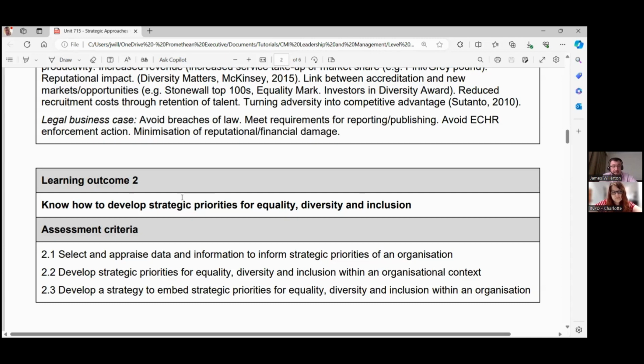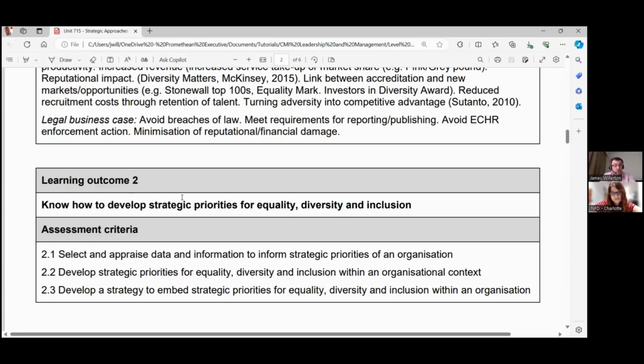How do you know success? What measures would you put in place? And how does that feed into your data selection from 2.1 as well? And then in 2.3, you're going to not just develop the priorities, but here what you're going to do is how to embed those things. So we're going to make it stick, make it work sustainably.